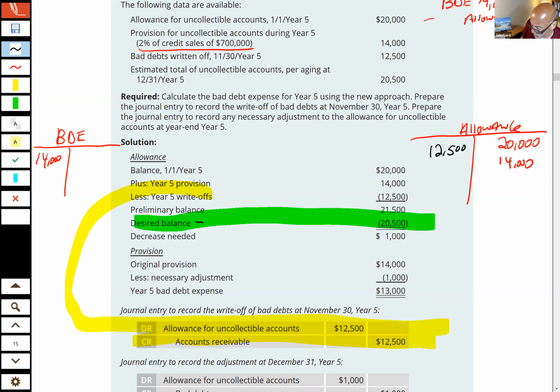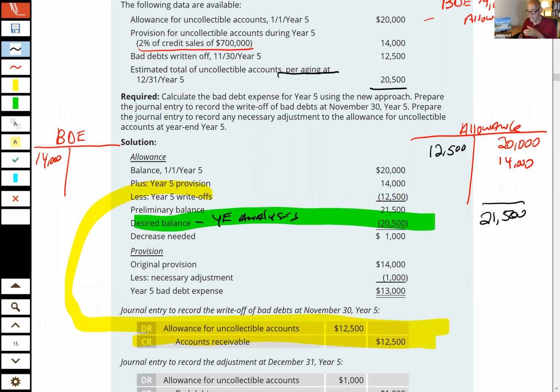That desired balance would be based on a year-end analysis, and I think in this example, it's per aging. So even though they put amounts in during the year, you still have to do the balance sheet approach, the year-end analysis of what's in the receivable account to decide what you need in the allowance. And they decided at this point that they need 20,500. Now, if you look right now, they have what? 21.5. So they have too much, don't they? They have too much in the allowance.